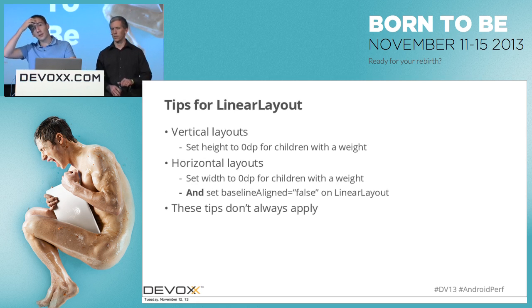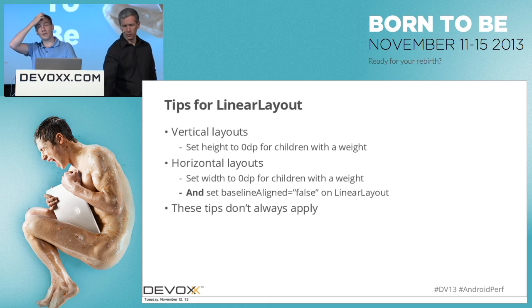For linear layouts, you can actually work around that. If you have a vertical linear layout, you can simply set the height of the items that have a weight to 0. If you set the height of those items to 0, we're going to take a special path, and we're not going to measure them twice. We're going to measure them only once. And the same applies to horizontal linear layouts. There's the added trick that you need to set the baseline aligned attribute to false. And actually, the lint tool in ADT will tell you about this, and you should really listen.